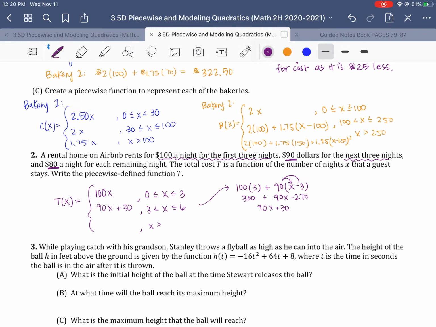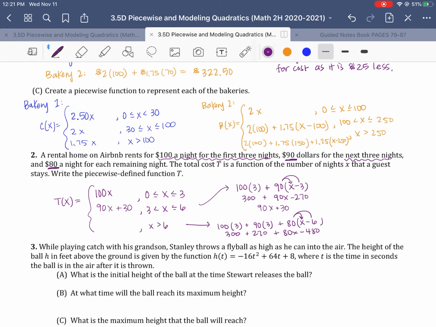All right, last one on there is if we stay more than 6. So if we stay 7 or greater, or again, we could say X is greater than 6. You're still going to have to pay $100 for the first 3 nights. Now you're going to have to pay $90 for the next 3 nights. And then any night beyond that, you get to pay $80. So when we say the rest of them, we do X minus. We've already accounted for 6 nights, so we do X minus 6. So this is going to be 300 plus 270 plus, we distribute that in, 80x minus 480.